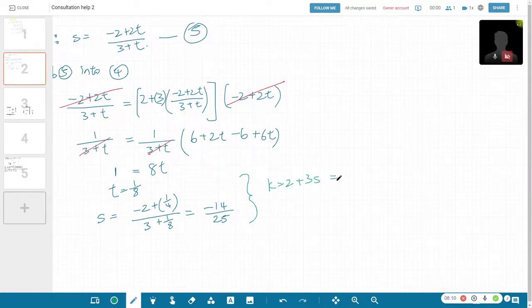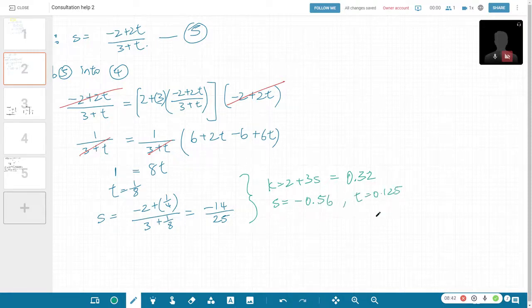Okay, let me just use the GC. 2 plus 3 of negative 14 divided by 25. You get 0.32. So we know that S is negative 14 divided by 25. I will just do in decimals, which is a bit easier, negative 0.56. And we know that T is 0.125.